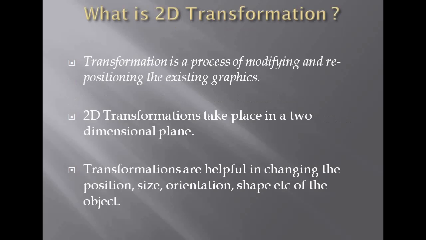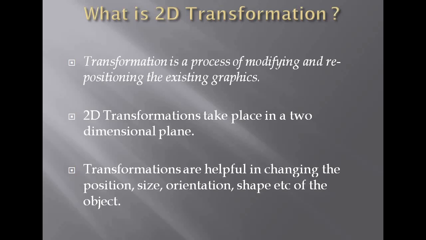A transformation is a process of modifying or repositioning existing graphics, or we can say that any object can be modified, change its values or coordinates, or reposition its coordinates. That means the object is transformed. In 2D transformation, the transformation is done on the two-dimensional plane, that is x and y.